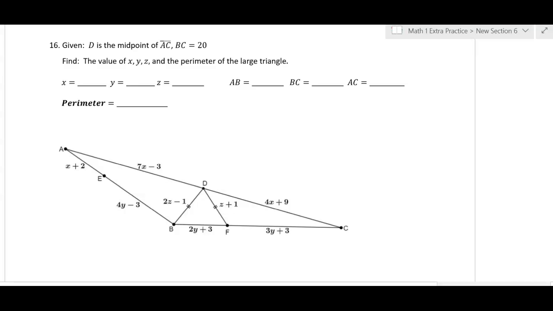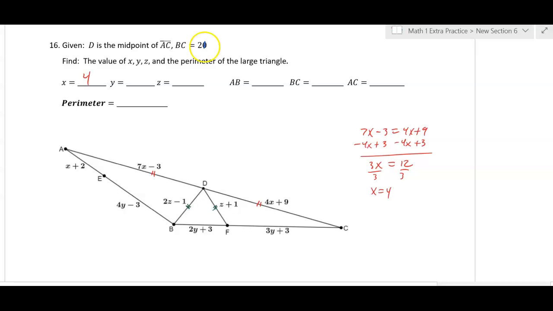And number 16, right? D is the midpoint of AC. So right away, as soon as I see D is the midpoint of AC, I'm going to mark these two segments congruent to each other, right? So to find x, I'm just going to take 7x minus 3, set it equal to 4x plus 9. Subtract 4x, add 3. 3x equals 12. X equals 4.